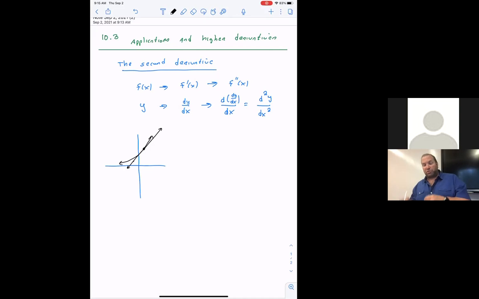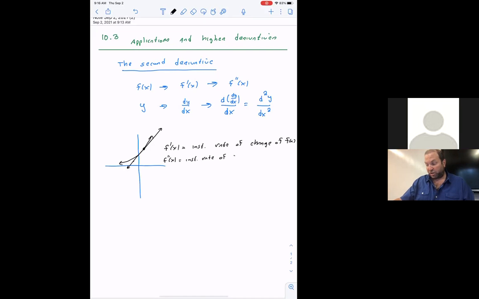Well, just like the first derivative gives you the rate of change of the function, right? F prime of x equals the instantaneous rate of change of the function f, or f of x. F double prime of x gives you the instantaneous rate of change of f prime of x. Each derivative gives you the rate of change of the previous derivative.